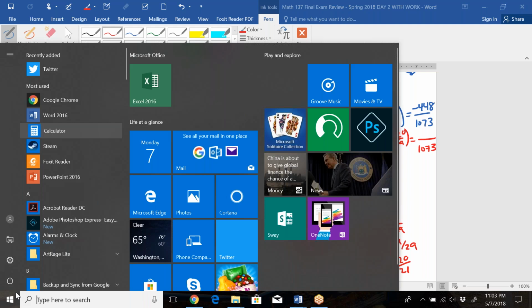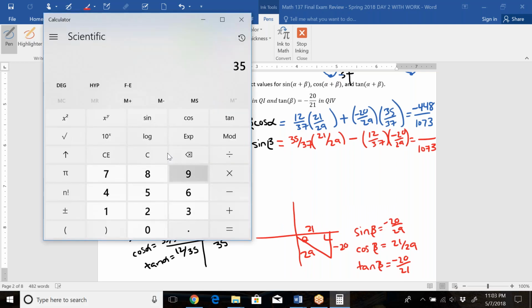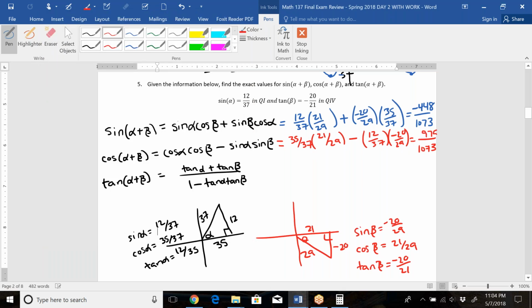And for our numerator, that is 35 times 21. And then that's going to be plus, because it's negative, negative, 12 times 20. So that's 975. Now, if you don't want to try to plug into the tangent, if you've done these two correctly, you can just do sine over cosine, and you'll see that that gives you the ratio for your tangent. But let's go ahead and work it out.